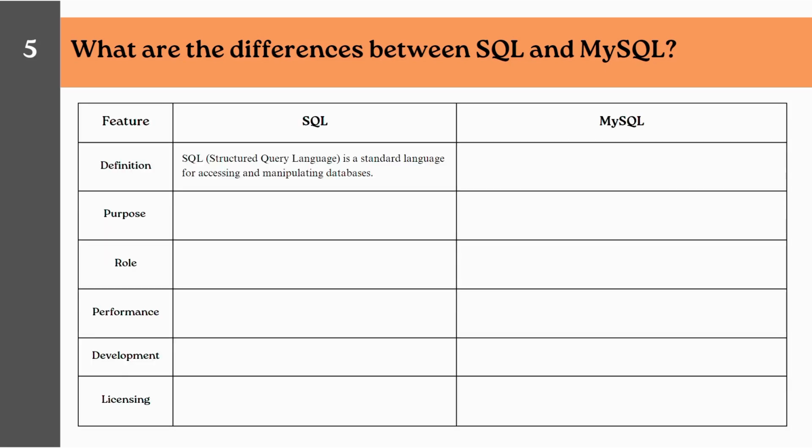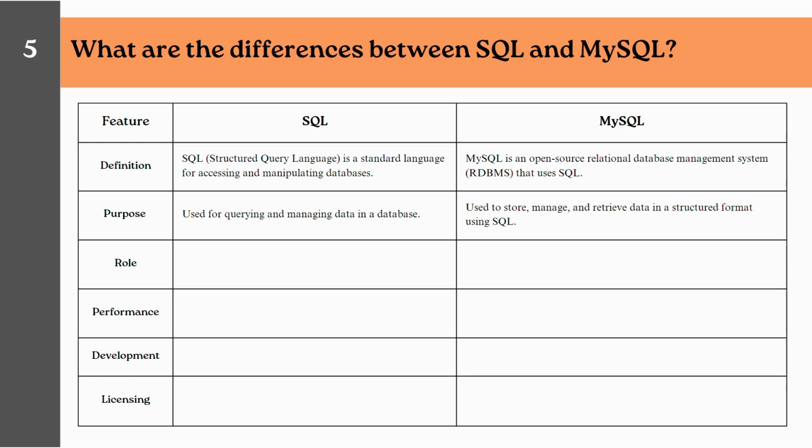SQL stands for Structured Query Language, which is a standard language used for querying and managing relational databases, whereas MySQL is an open source relational database management system that uses SQL for querying and managing the data. The purpose of SQL is to provide the syntax and standards for querying, updating, and managing the data within the databases. The purpose of MySQL is to store, manage, and retrieve the data using the SQL language.